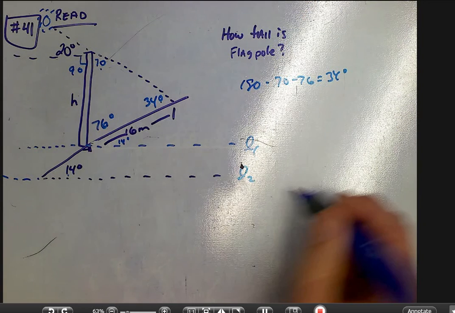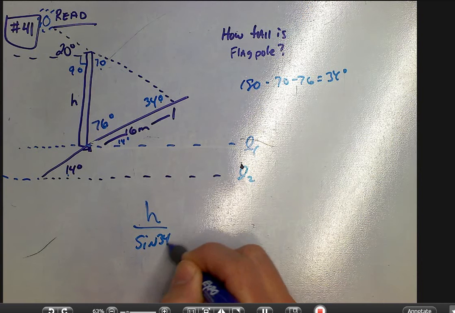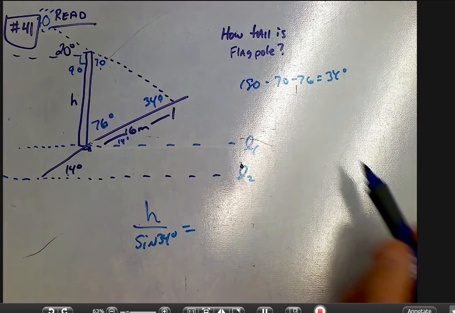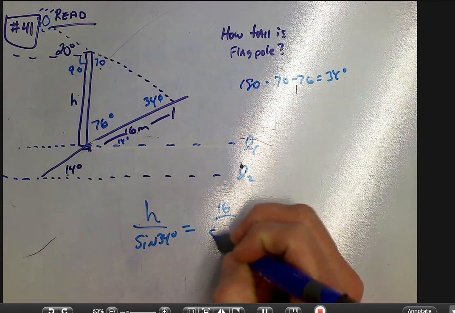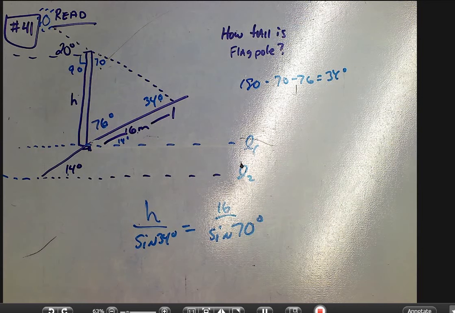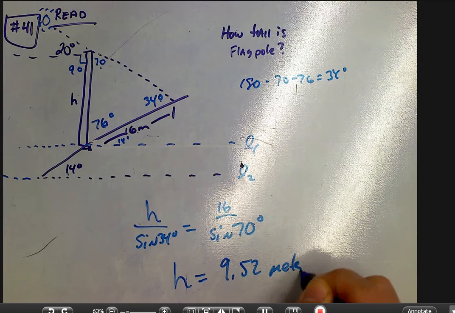So now I know the side H over the sine of 34 degrees has to be equal to, I have a side of 16, its opposite angle is 70, so sine of 70 degrees. Therefore I take 16 times the sine of 34, divide by the sine of 70, and H equals 9.52 meters. That's all there is on that one.